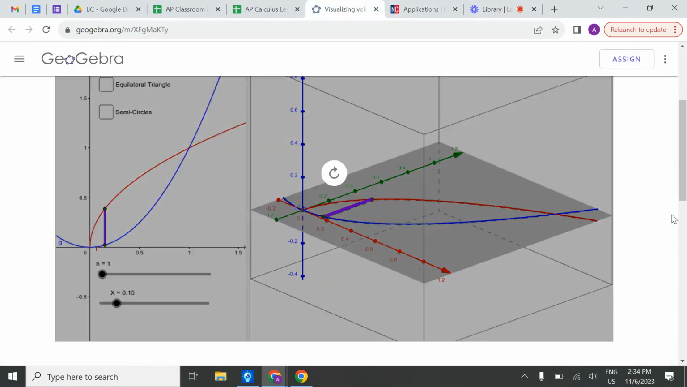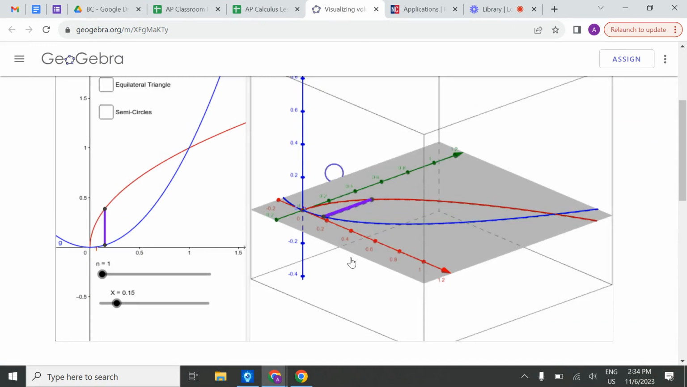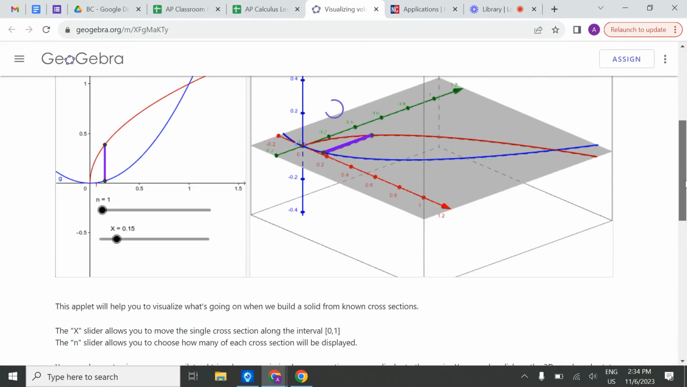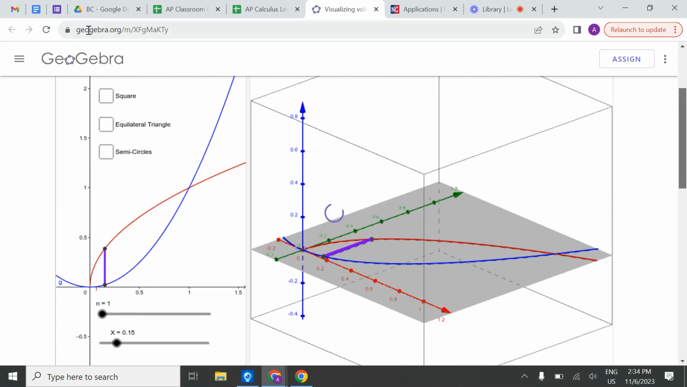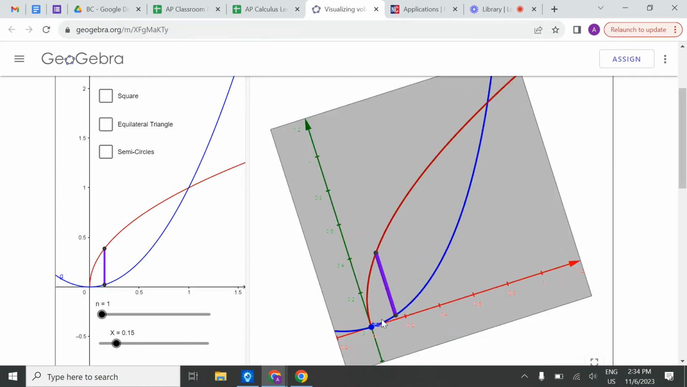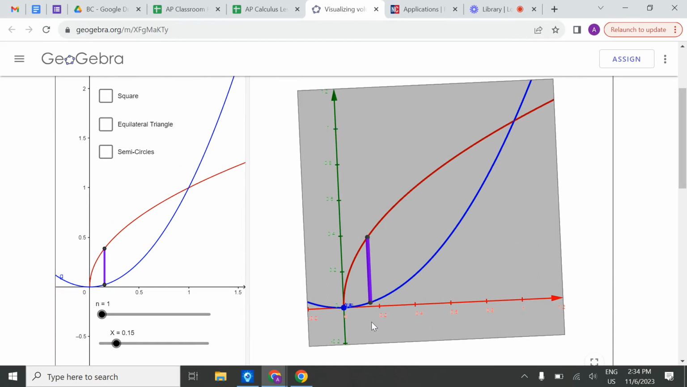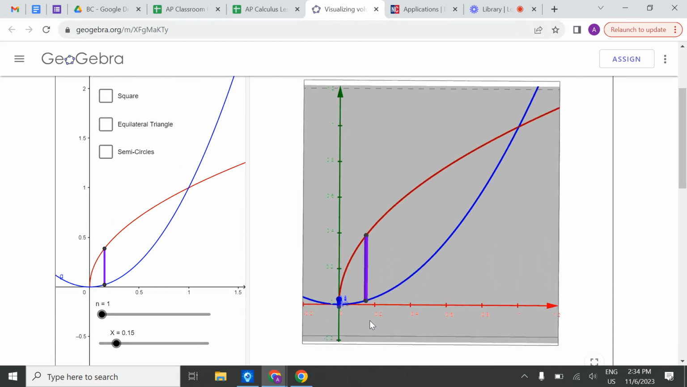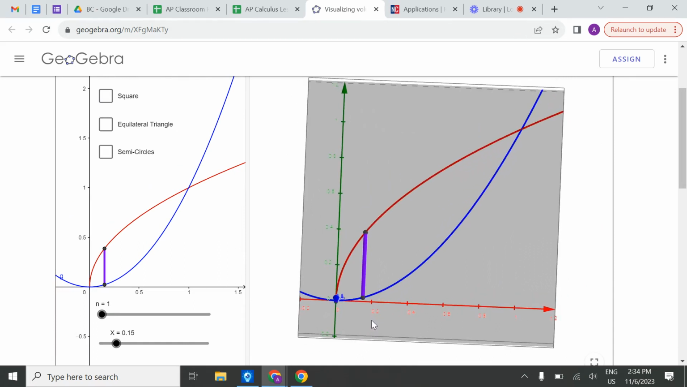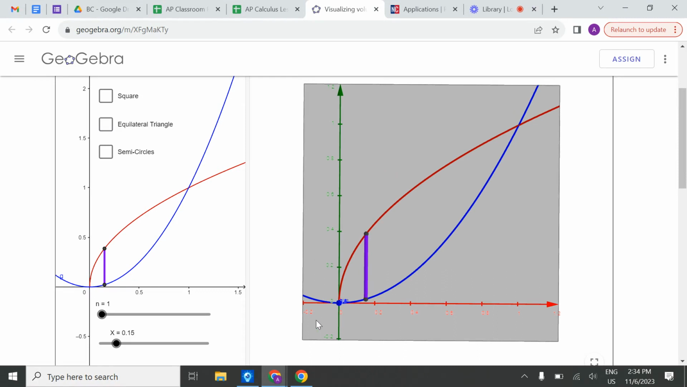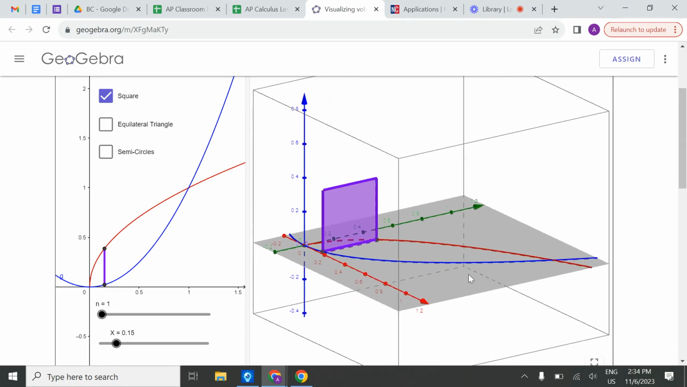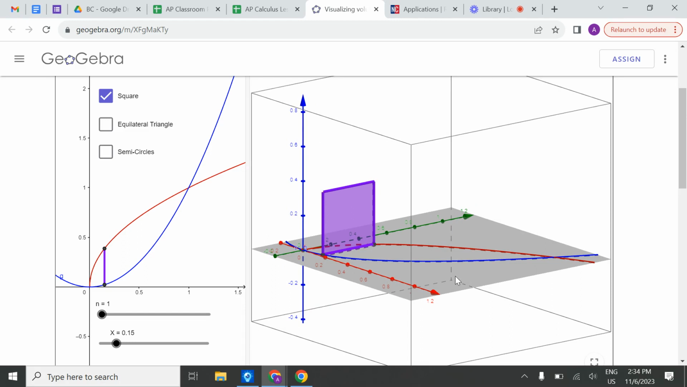Here we go. These exact same functions have been graphed right here. And if it would quit spinning, here we go. There we go. I'm going to turn it the way your paper basically has it right there. Well, sort of. You might have to tilt your head a little bit, but that's okay. So this is what you're looking at on your paper. And we're going to click squares. And then if I turn this in a three-dimensional sense, you can see the square coming up out of it. Well, there's an infinite number of them, and you're not going to see the infinite number of them.